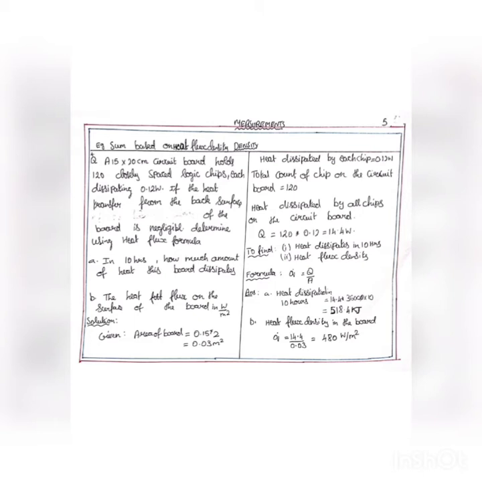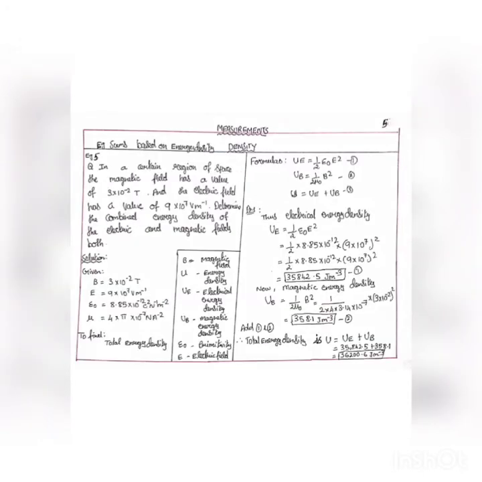Let us move to an example sum based on energy density. Question. In a certain region of space, the magnetic field has a value of 3 into 10 to the power of minus 2 T and the electric field has a value of 9 into 10 to the power of 7 V per meter. Determine the combined energy density of the electric and magnetic field both. They have given B is equal to 3 into 10 to the power of minus 2 T and E is equal to 9 into 10 to the power of 7 V per meter.